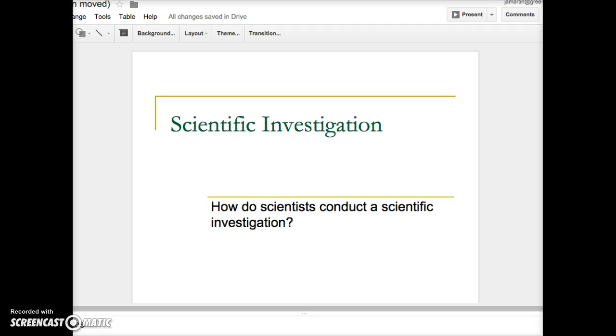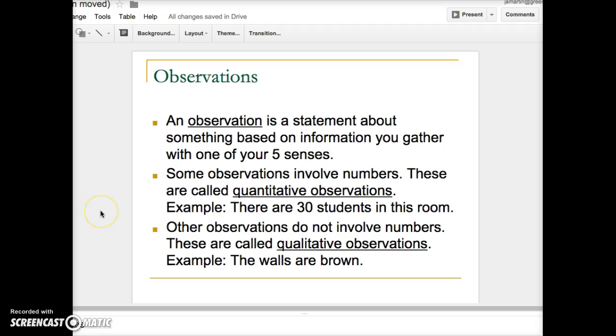Scenes of scientific investigations. Okay, let's talk about observations. There's two types of observations, a quantitative observation and a qualitative observation. But before we talk about the two types, let's talk about what is an observation. It's a statement about something based on information you gather with one of your five senses.